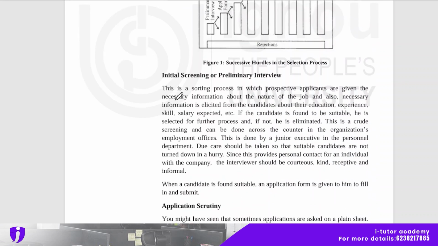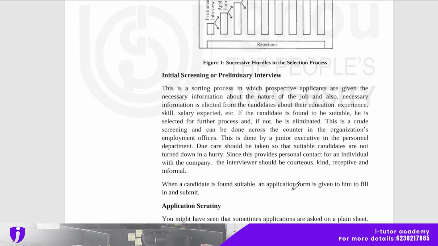An initial screening or primary interview is there. This is a sorting process in which prospective applicants are given the necessary information about the nature of the job, and also necessary information is elicited from the candidate about their education, experience, skills, expected salary, etc.